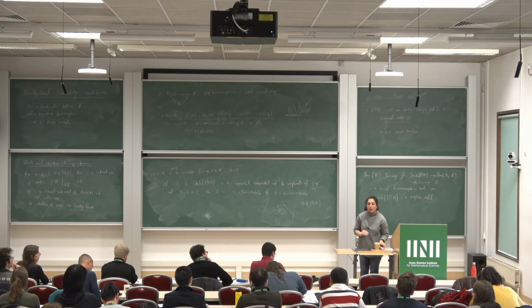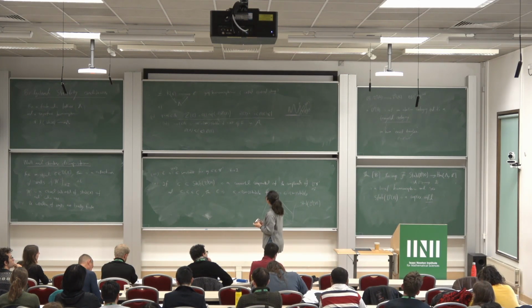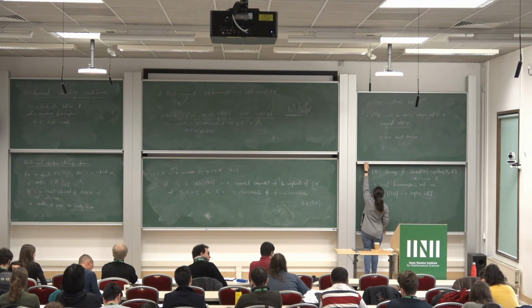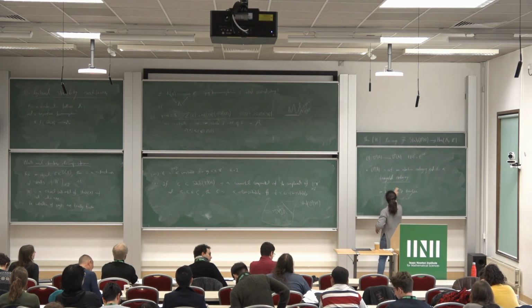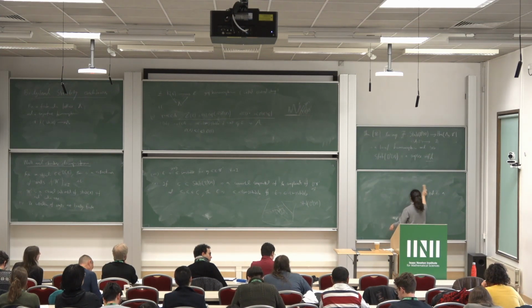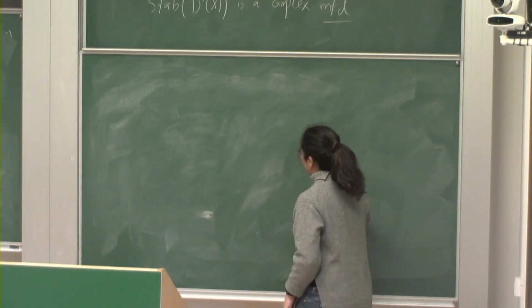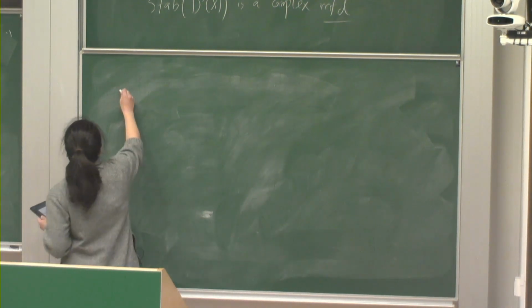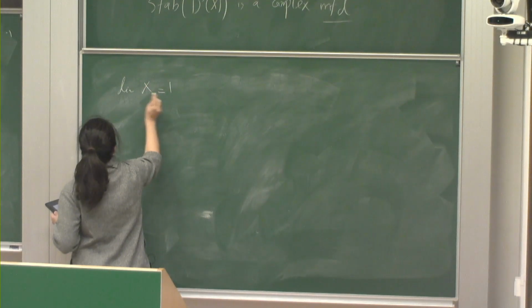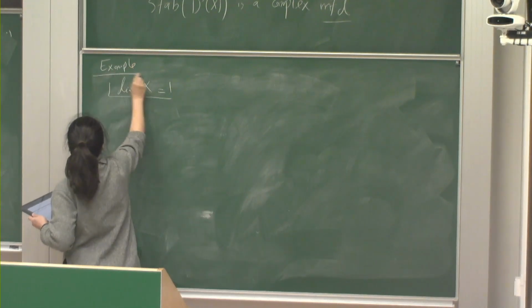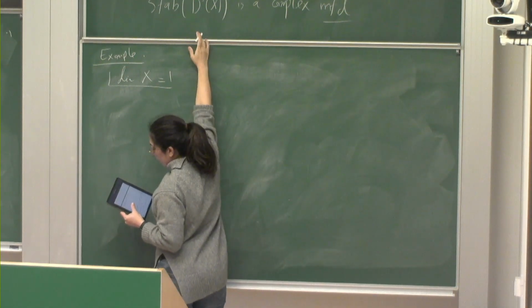Okay, so let's go to examples. The first example is the one that I start with, which is just mu H stability, which is dimension 1. So let's assume that the dimension of X is equal to 1. This is the first example of Bridgeland stability that we can construct, basically.